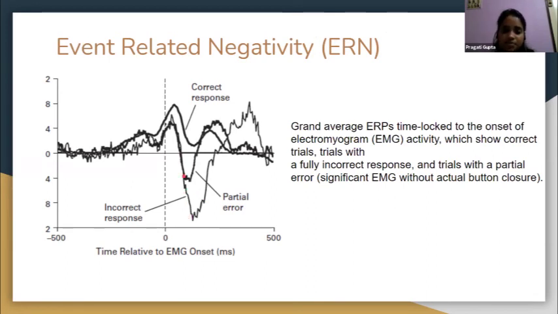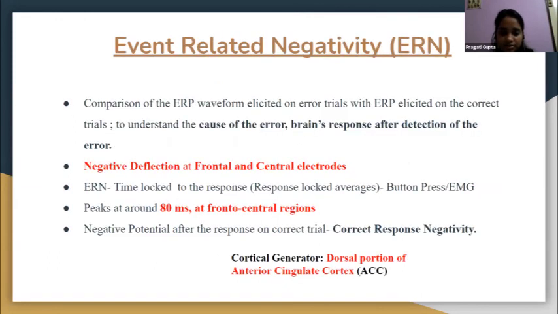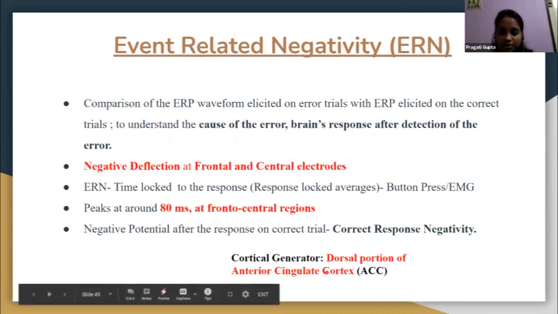Specifically for the incorrect response, we see a greater negative component, because it is a kind of error detection and monitoring. Specifically, it comes from the region of the anterior cingulate cortex. So we see that in error-related negativity, and the cortical generator is the dorsal portion of the anterior cingulate cortex.